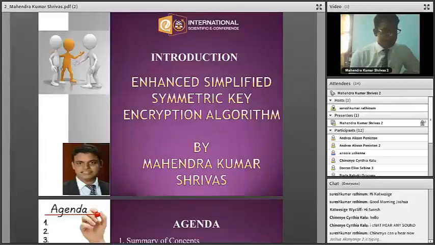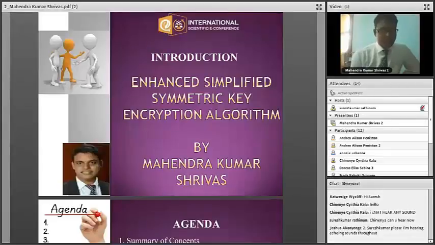My name is Mahendra Kumar Shrivas, and I'm going to present my presentation on enhanced simplified symmetric key encryption algorithm.